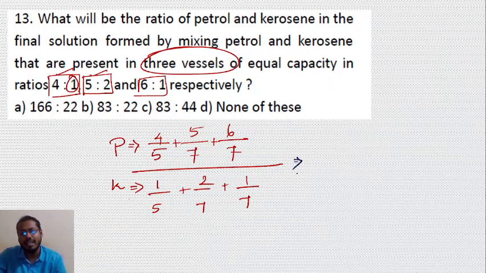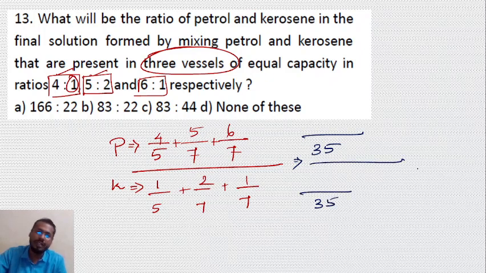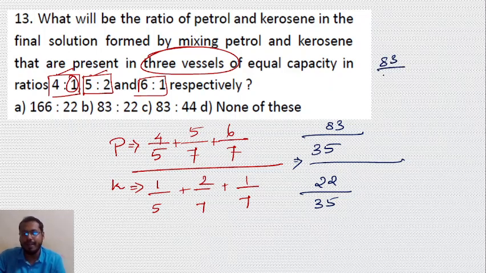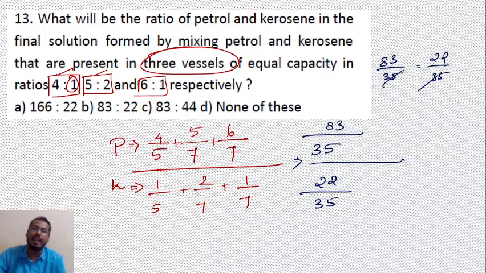5, 7, 7. What is the LCM? It will be 35. Okay, and what will be the numerator? Here also 35. What will be the numerator? We need to take. Okay, so 83 and here 22. So we got 2 ratios, 83/35 and another one is 22 divided by 35. 35 getting cancelled. 83:22 is the right answer.